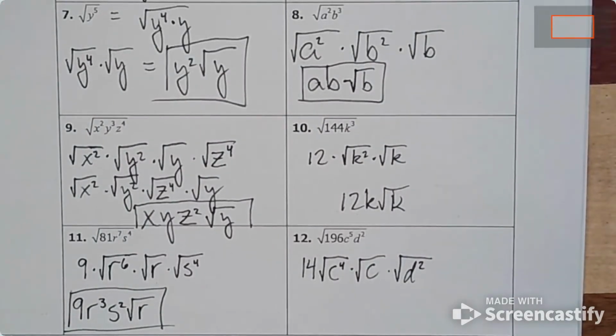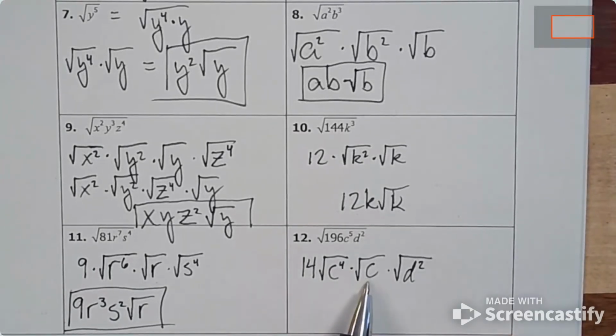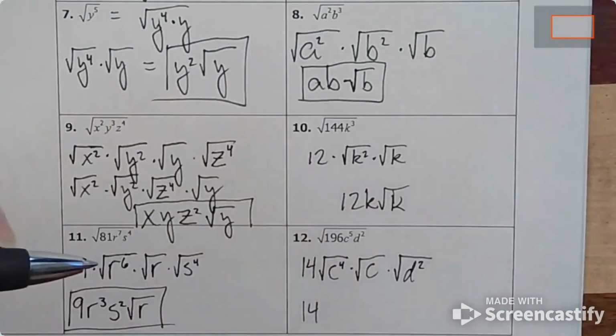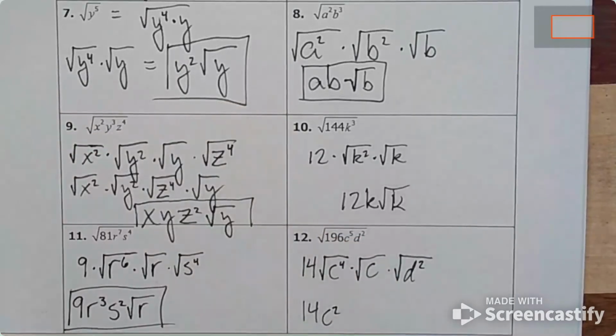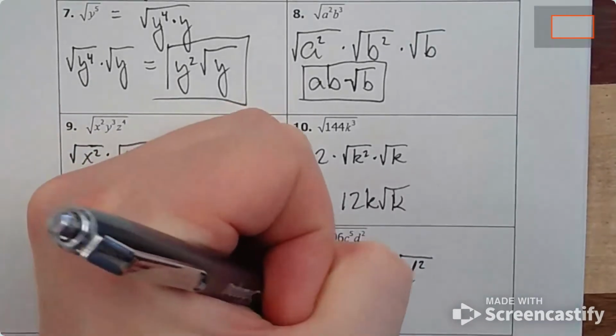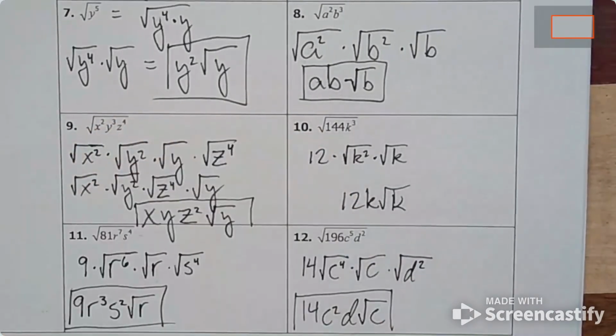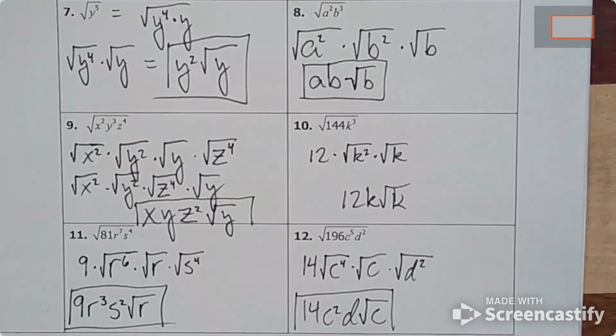Now we can square root the variables that are square rootable, and then leave this one because we can't square root that. So we end up with 14, and then what? C squared. Yep. Good. 14c squared d root c.